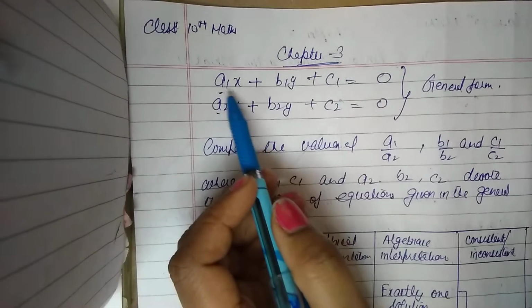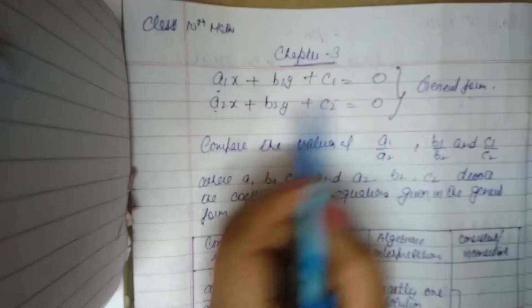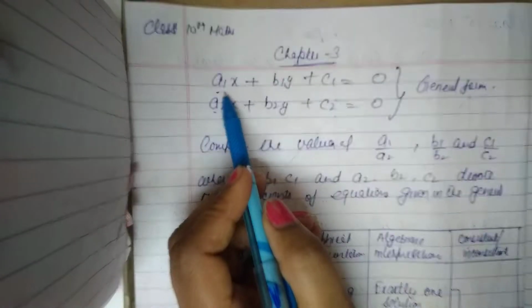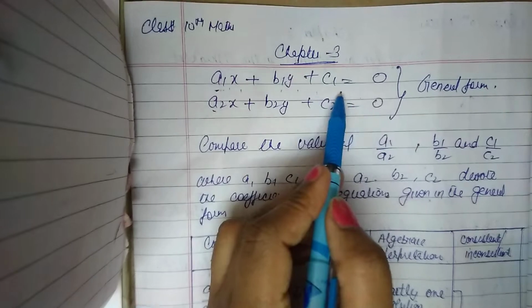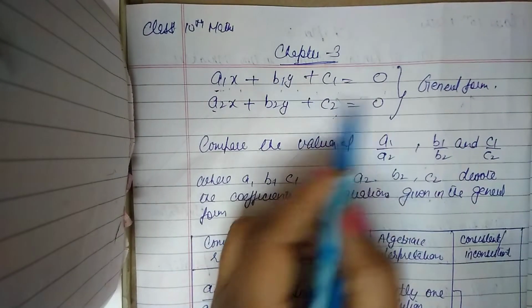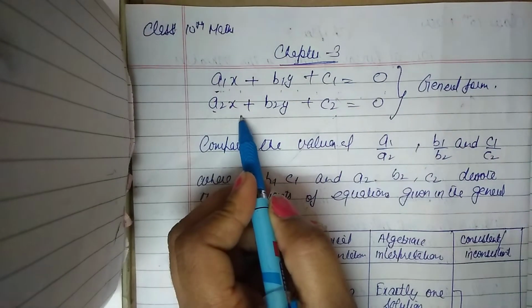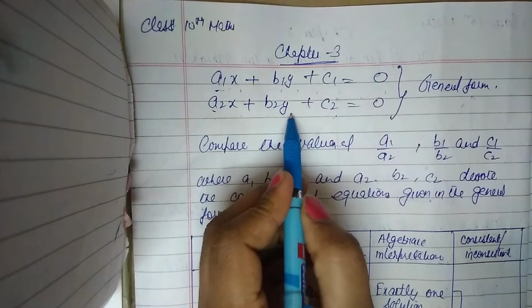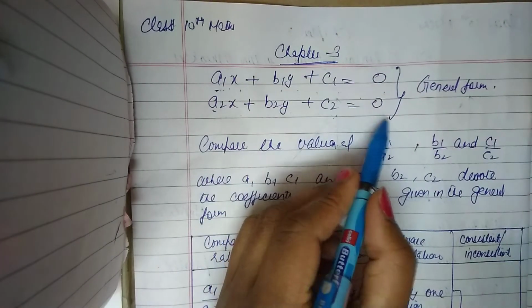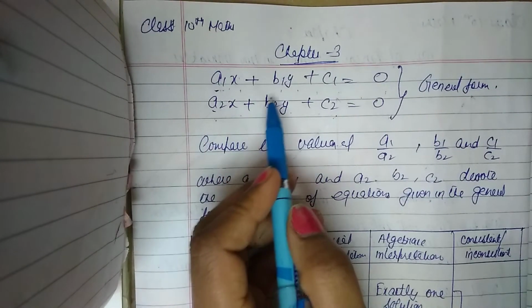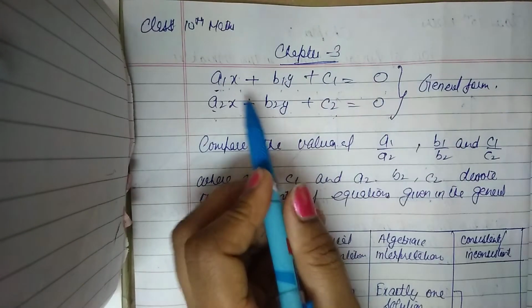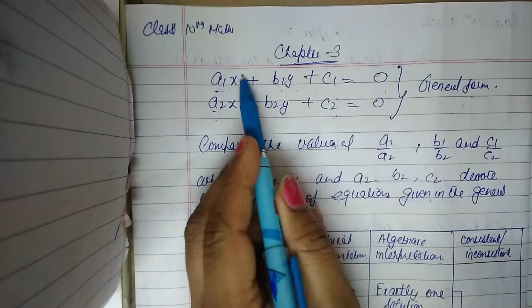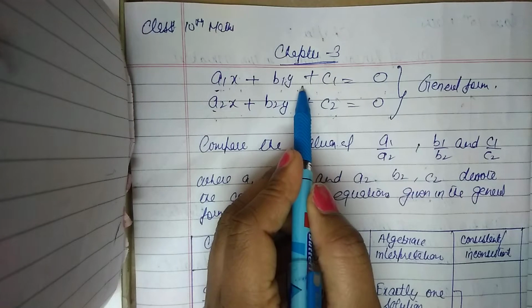Now you've seen that these are the general form of linear equations: a1x + b1y + c1 = 0, and another equation a2x + b2y + c2 = 0. Here a1, a2 and b1, b2 are coefficients of x and y.